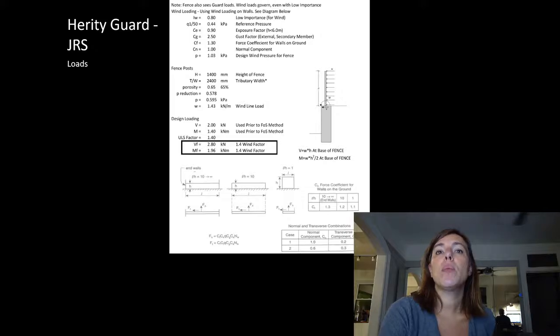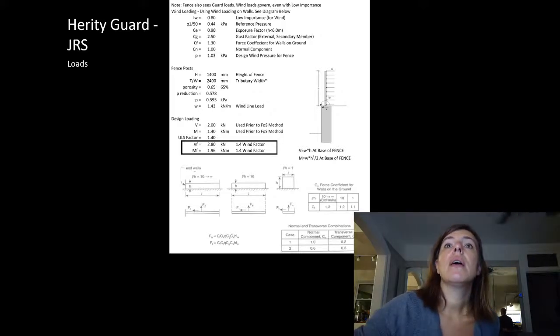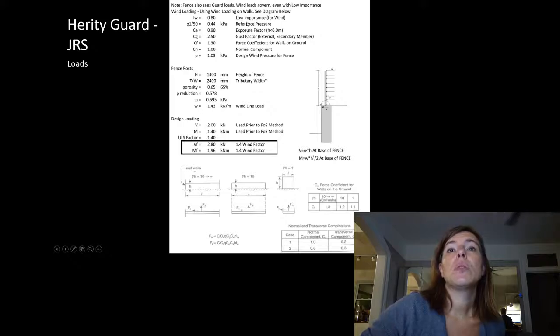I wanted to provide a detailed calculation report to the architect and the owner, as well as the fabricators of this retaining wall. And remember, wind load very much governed this design. So even with low importance wind loading, the wind governed. And so you can see here that I used the wind load on a wall, which was the appropriate thing to do.